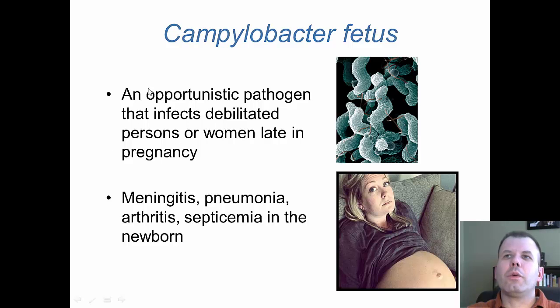Okay. Now the other one is Campylobacter fetus, an opportunistic pathogen that infects debilitated persons or women in late pregnancy, and it can cause meningitis, pneumonia, arthritis, and septicemia in the newborn. So if you're pregnant, this is one of those infections that can pass through. It gets from the intestine into the bloodstream, then crosses the placenta and can potentially have serious consequences for the fetus. So you have to be careful of undercooked food or contaminated water or beverages in these situations.